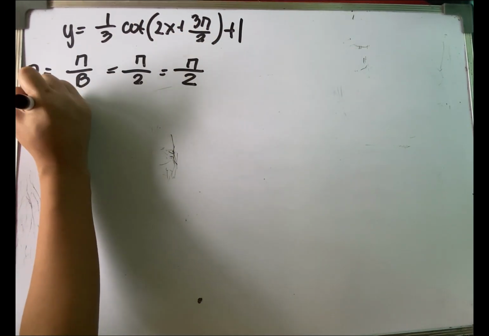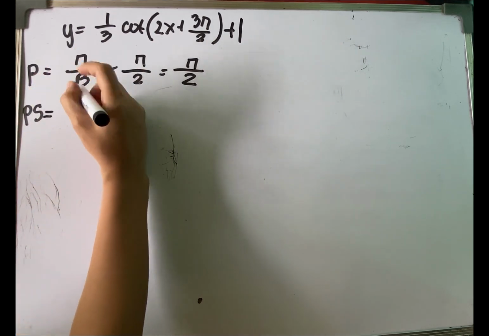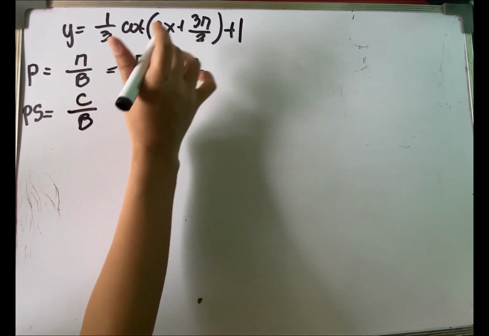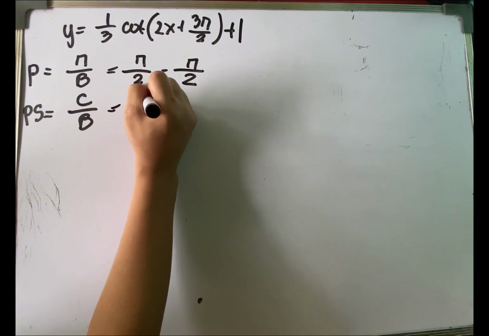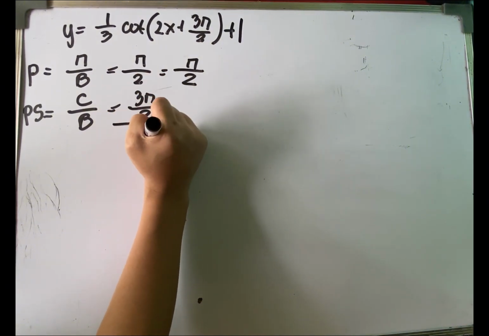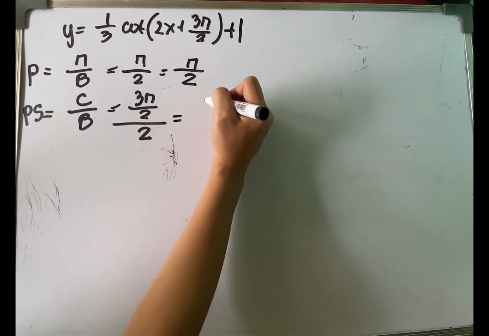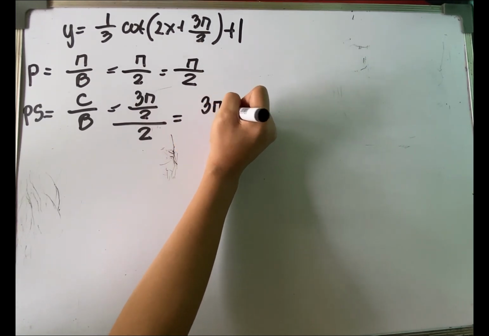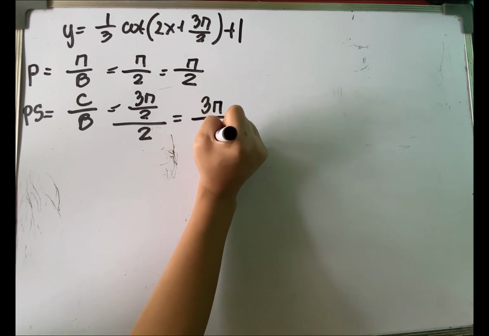Then next, you have to get the phase shift. For phase shift is c over b. Our c is 3 pi halves and our b is 2. So we get 3 pi over 4.